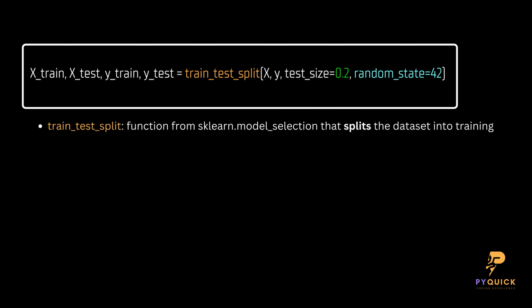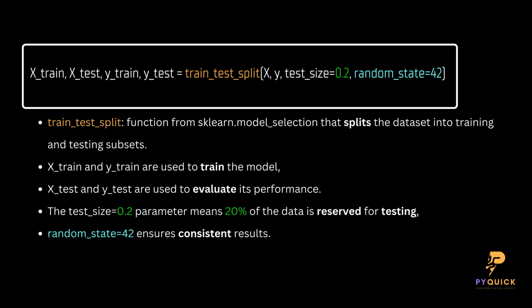train_test_split is a function from scikit-learn's model_selection that splits the dataset into training and testing subsets. X_train and y_train are used to train the model. X_test and y_test are used to evaluate its performance. The test_size=0.2 parameter means 20% of the data is reserved for testing. The code random_state=42 ensures consistent results.